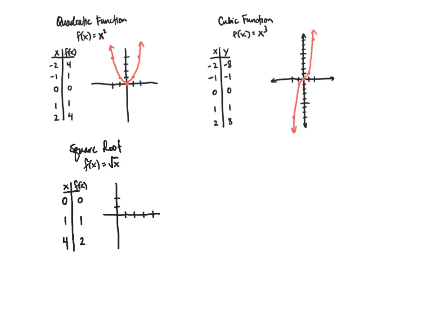now your starting point is 0, 0, and it doesn't go left. It only goes right. So 1, 1, and 4, 2. So it's a half sideways parabola is what it looks like.